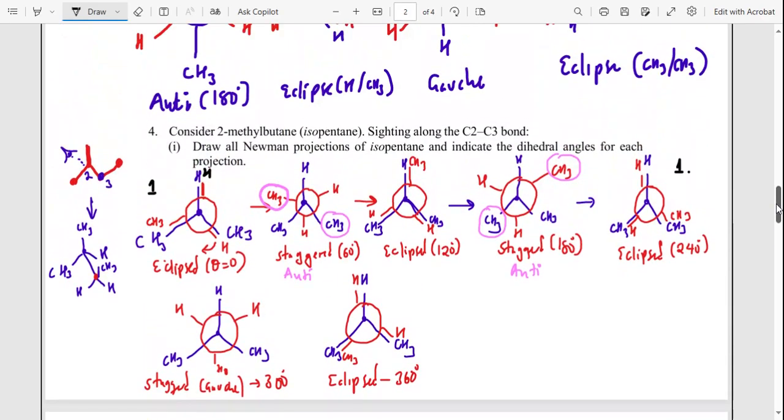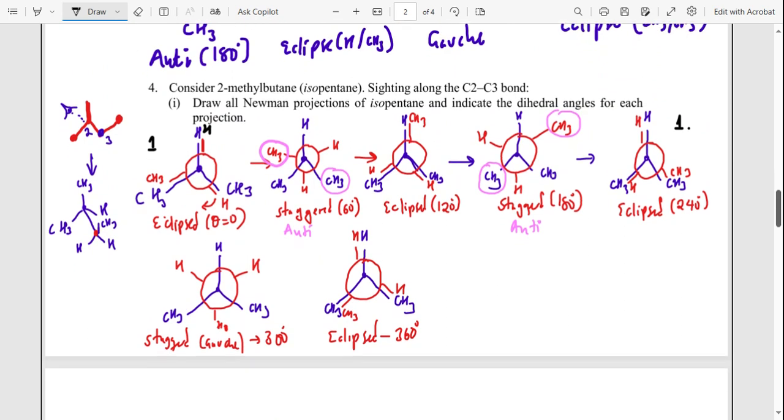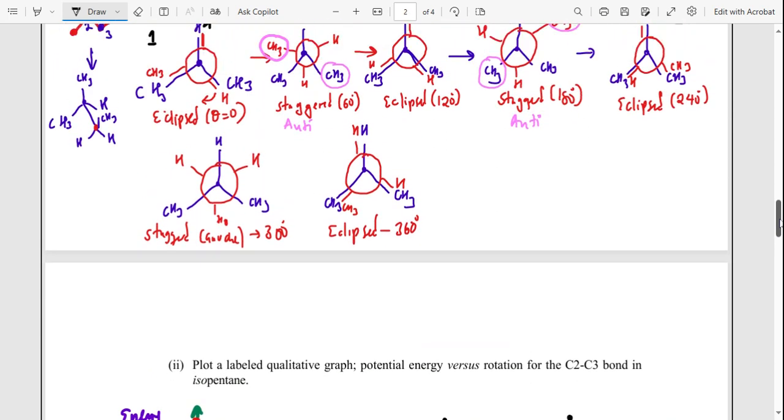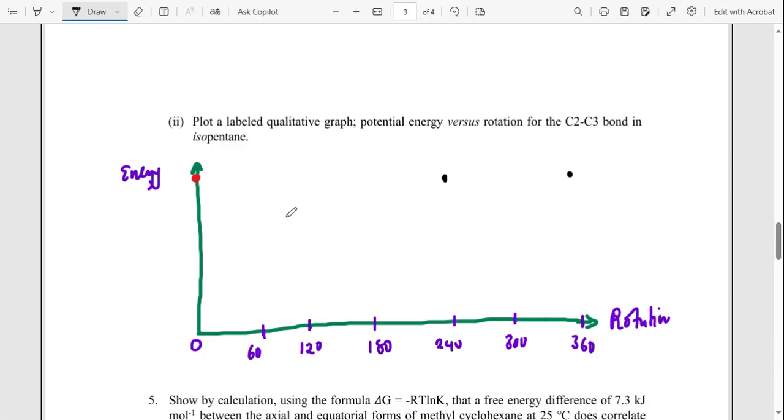And then you have got the eclipse now, which is at 120. That one is between only hydrogen and CH3. So even if it is unstable, it will not be so unstable. The energy is not going to be as high as the other eclipses. So this one is going to be a bit lower because you don't have any repulsion between CH3 and CH3. It's only between CH3s and hydrogens. So at 120 is going to be a bit lower in comparison to the others.